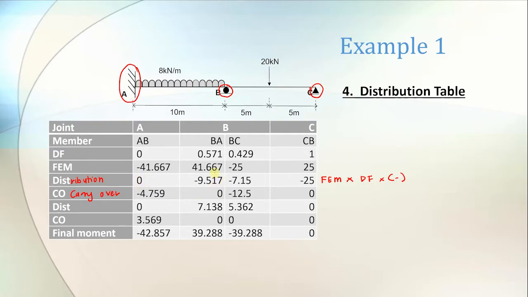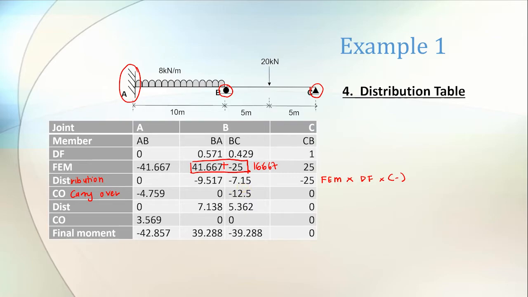For the one yang in the middle here, you kena campurkan dulu FEM ni. 16.667 kalau you add these two together, baru you darabkan, sebab I tengah buat BA dulu. So 16.667 darab dengan 0.571 dan darab dengan negatif. That's why dapat negative 9.517. For BC, member BC, 16.667 ni darab dengan 0.429 darab dengan negatif, 7.15.